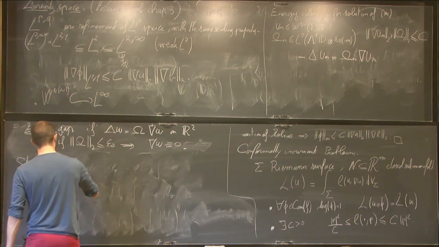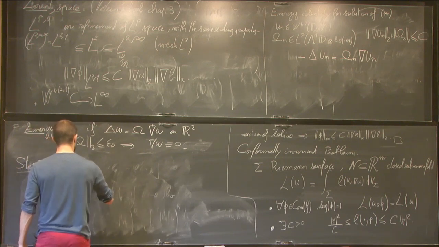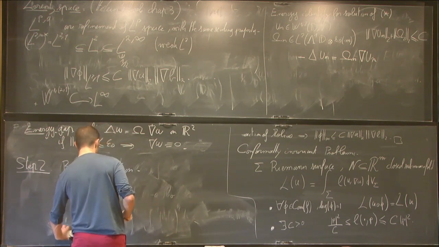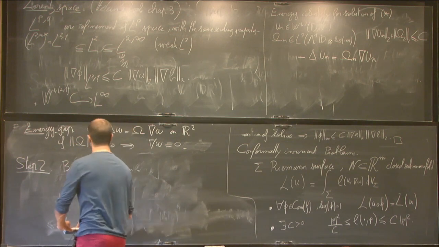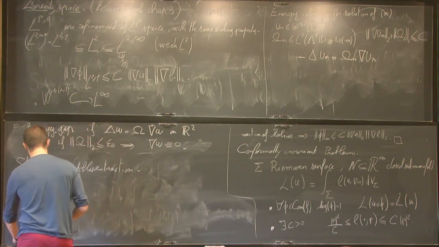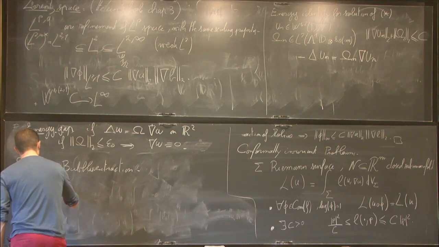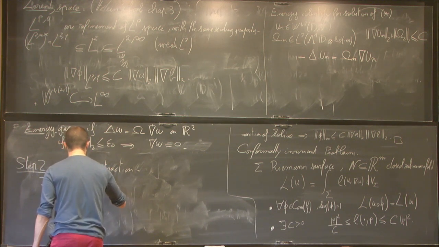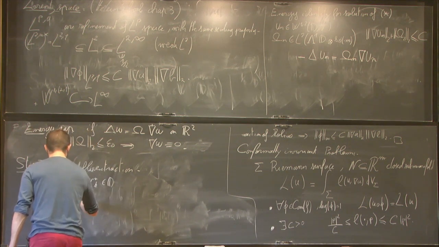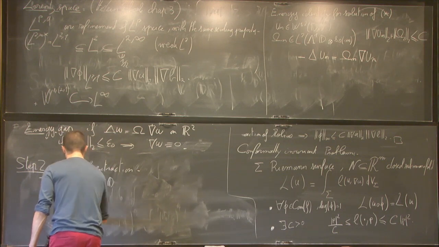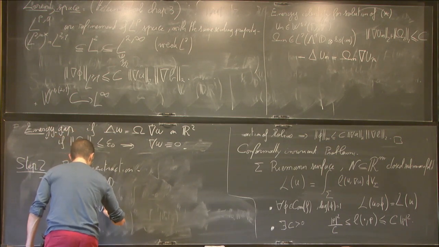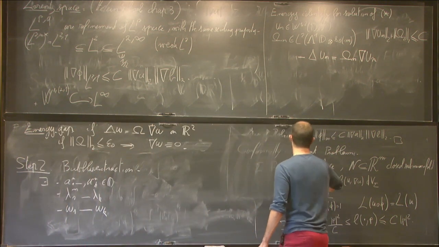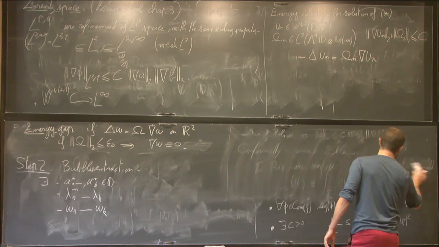Then step 2 is bubble extraction. I will write quite quickly. Bubble extraction, so this is the same. There exists a finite number of points of concentration, of course, and bubbles, which satisfy the two first. That is to say, you converge to the limit. I forgot to write it.